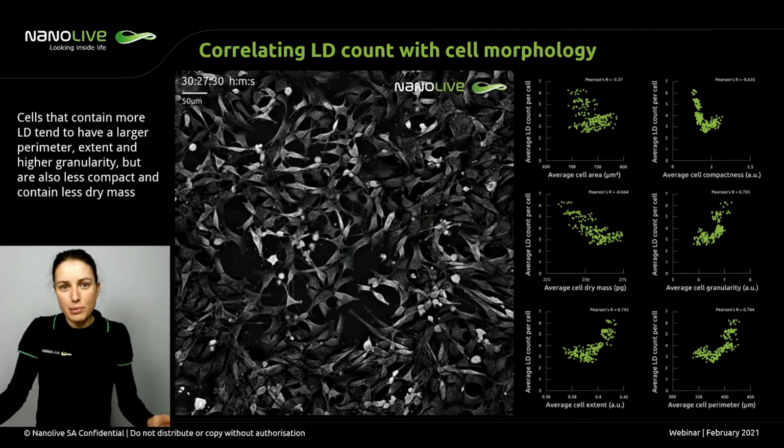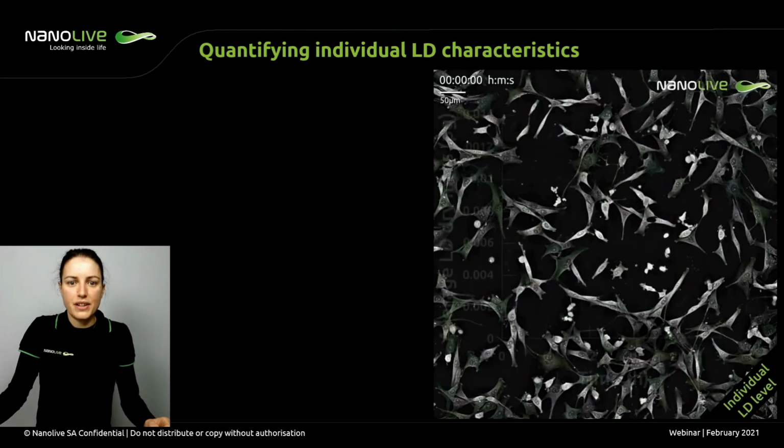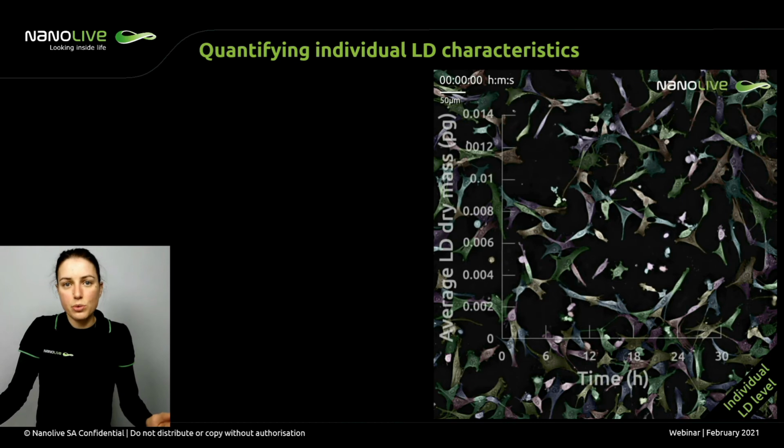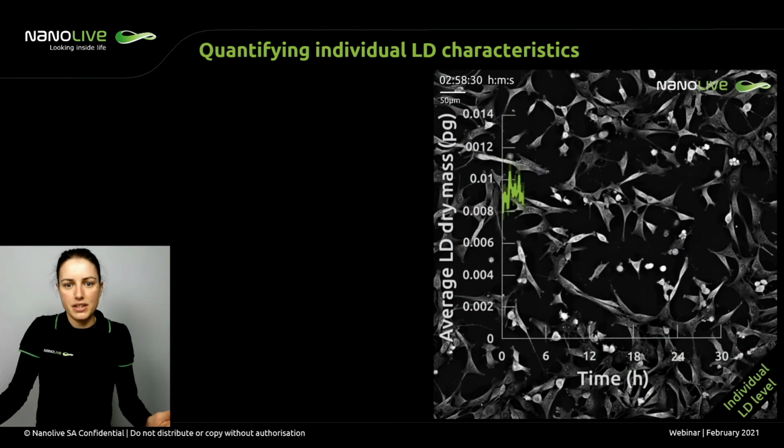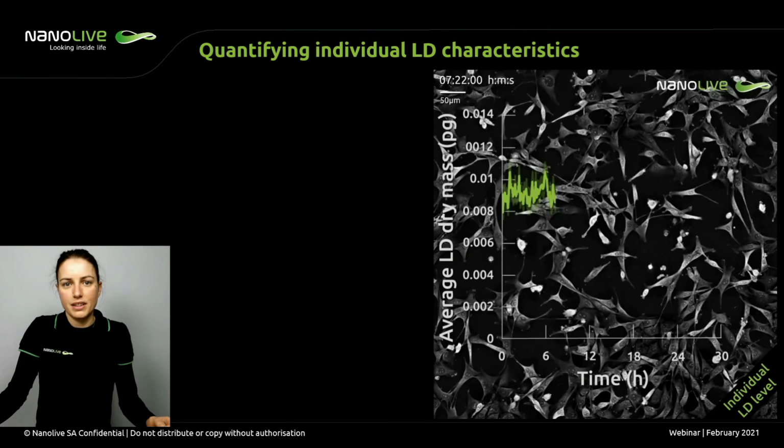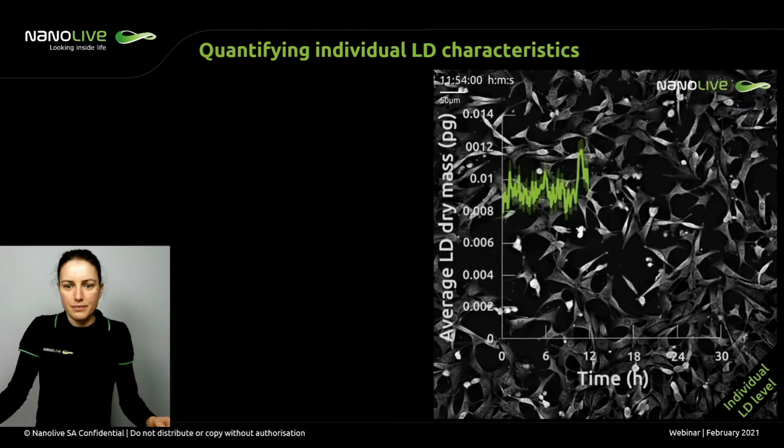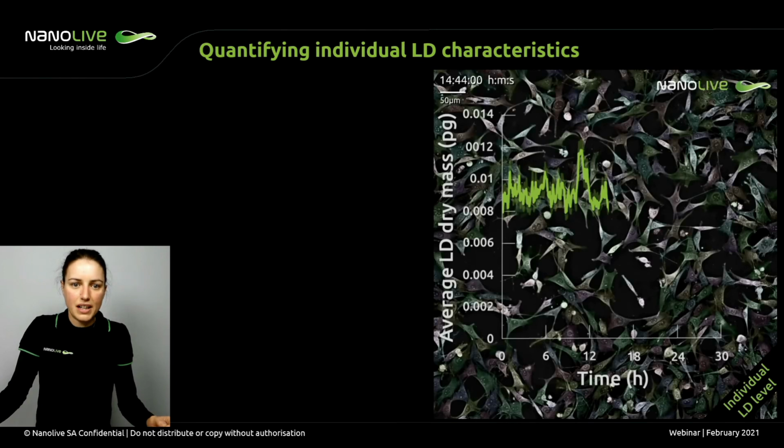There are two possible explanations for this. The first is that individual lipid droplets may be smaller in cells that contain more of them. Or the second possibility is that cells that contain fewer lipid droplets may have more cytosolic or nuclear dry mass. We can test the first hypothesis by plotting whether individual lipid droplet dry mass content changes over time. So I'll let the graph play for a minute. But what you will see is that it fluctuates slightly, but does not change drastically over time.